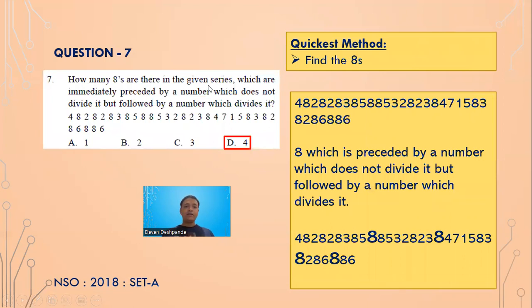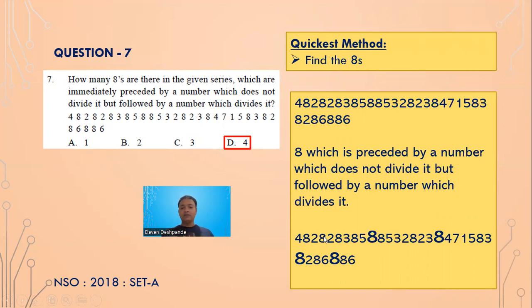How many 8s are there in the given series which are immediately preceded by a number which does not divide it but followed by a number which divides it? So before the 8 there should be a number which does not divide 8, but after the 8 there should be a number which divides it. So let's count. This 8 is not the qualifying 8 because the number preceding divides the 8.